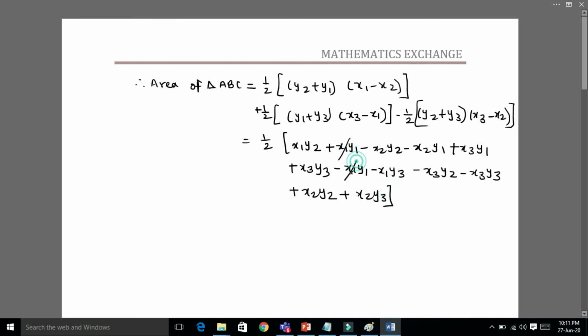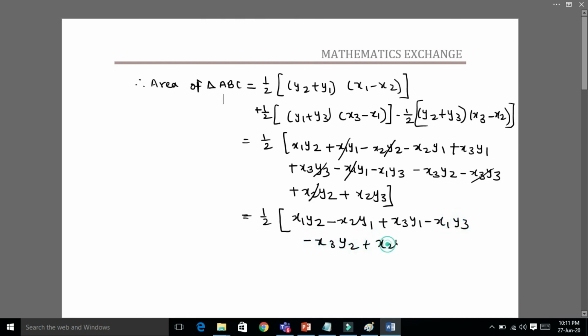So the terms get cancelled here, because like terms which have positive and negative signs cancel: x1 y1 minus x1 y1 cancel, x2 y2 minus x2 y2 cancel, and x3 y3 minus x3 y3 cancel. So we get half into x1 y2 minus x2 y1 plus x3 y1 minus x1 y3 minus x3 y2 plus x2 y3, bracket complete.